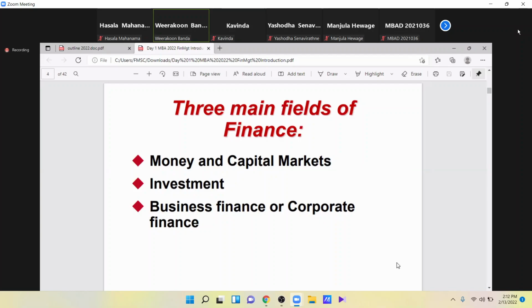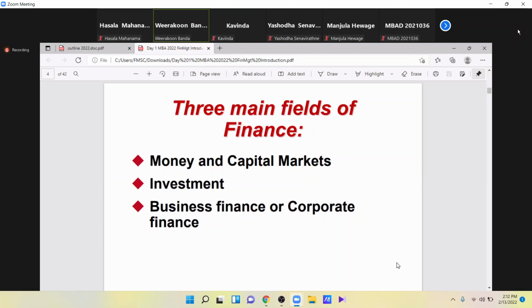Then the main fields of finance. Here are indicated three fields: money and capital market, investment, and business finance or corporate finance. So every time your finance matters or dealings are linked with this kind of category. Maybe money related or maybe capital market related.